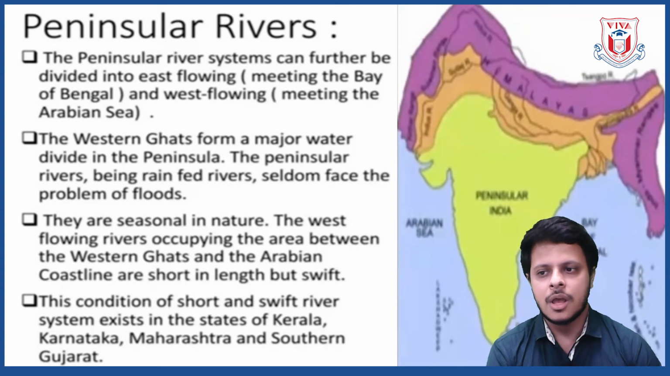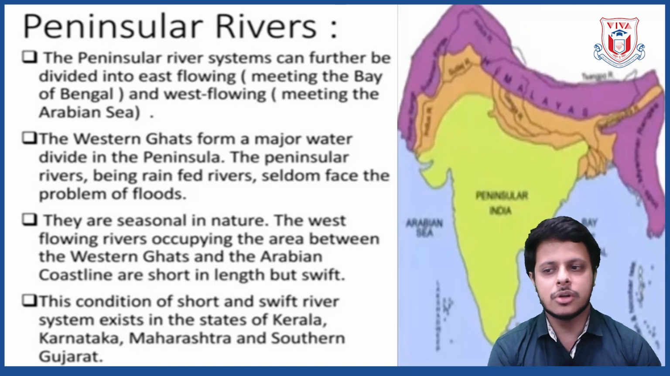Peninsular rivers. The peninsular river system can further be divided into east flowing rivers meeting the Bay of Bengal and the west flowing rivers meeting the Arabian Sea. The western Ghats form a major water divide in the peninsula. The peninsular rivers, being rain fed rivers, seldom face the problems of floods. They are seasonal in nature.